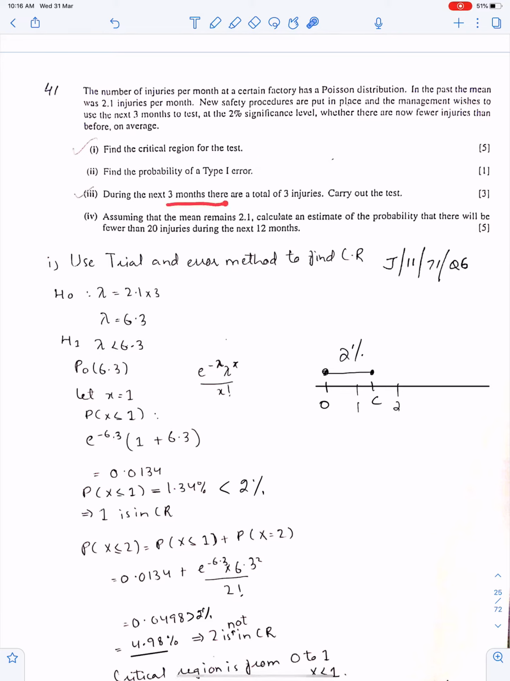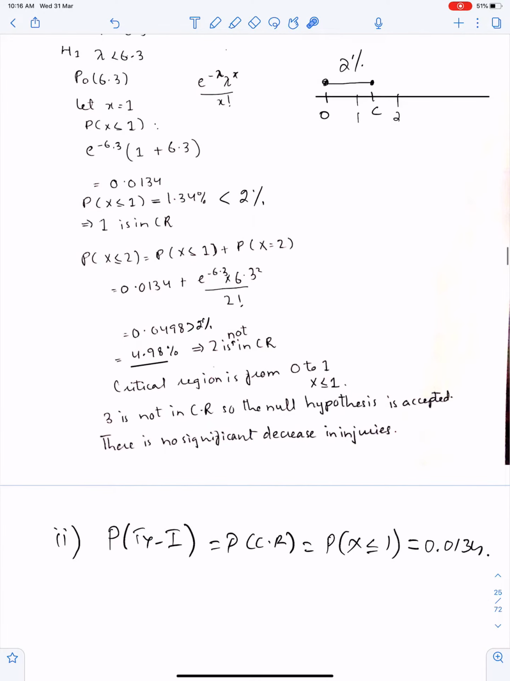Part 3. During the next 3 months, there are a total of 3 injuries. Carry out the test. Well, 3 is not in the critical region. Since 3 is not in the critical region, this is the answer of part 3: accept H naught and reject the claim.